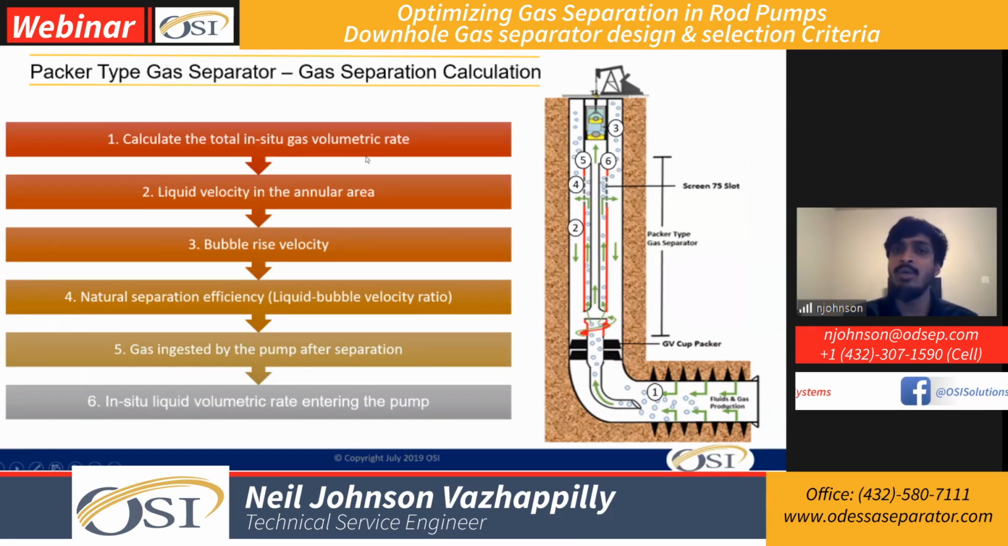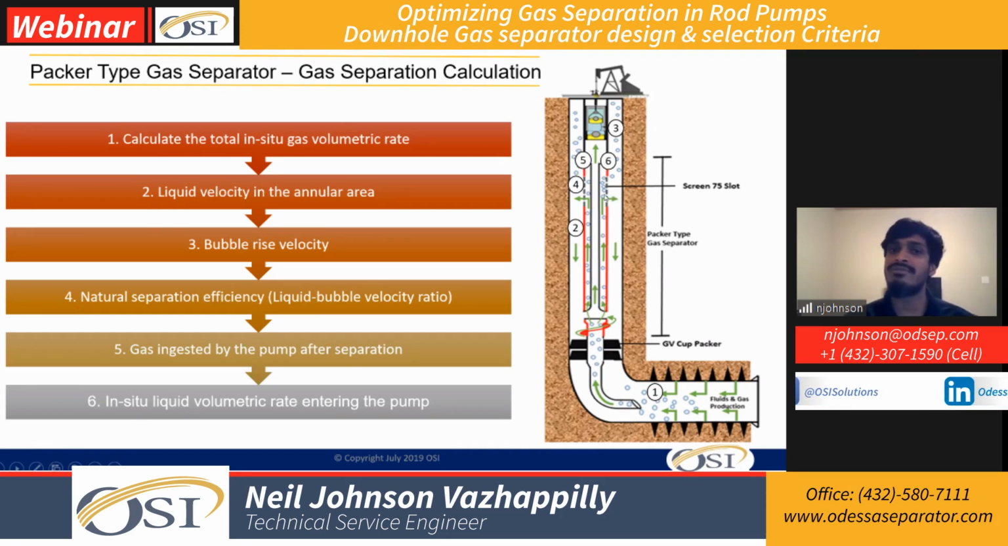And the way we calculate or put numbers to this is based off of the well conditions. We find out what the in situ gas volumetric rate is. With that fluid production and the length that we calculate to be the best, we find out what liquid velocity can be found in the annular area, and the bubble rise velocity is calculated.